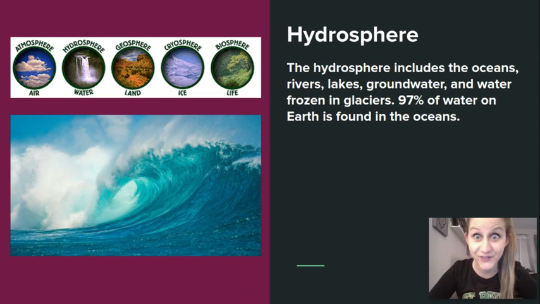Okay, the hydrosphere. Hydro, that prefix hydro means water. So that should give you a big hint about what the hydrosphere is. The hydrosphere includes the oceans, rivers, lakes, groundwater, and water frozen in glaciers. 97% of water on Earth is found in the oceans. So this is necessary for life, right? So if we didn't have water on planet Earth, we wouldn't have life on Earth. So the hydrosphere is something unique to Earth.